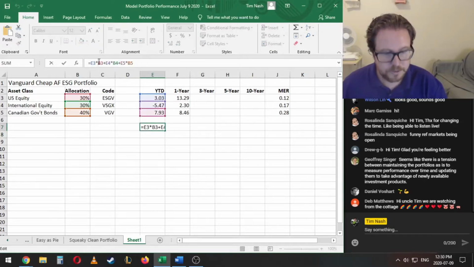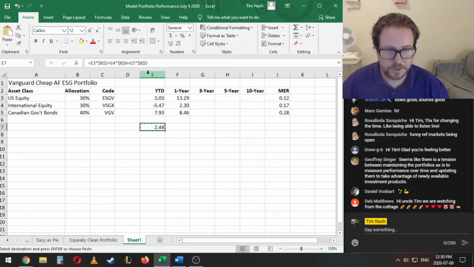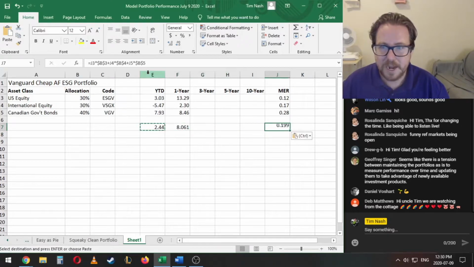What I'm going to do is lock these in because they're going to stay consistent. So I just use the little dollar signs there. And what that allows me to do is copy and paste it there and there. So you can see the fee on this one.